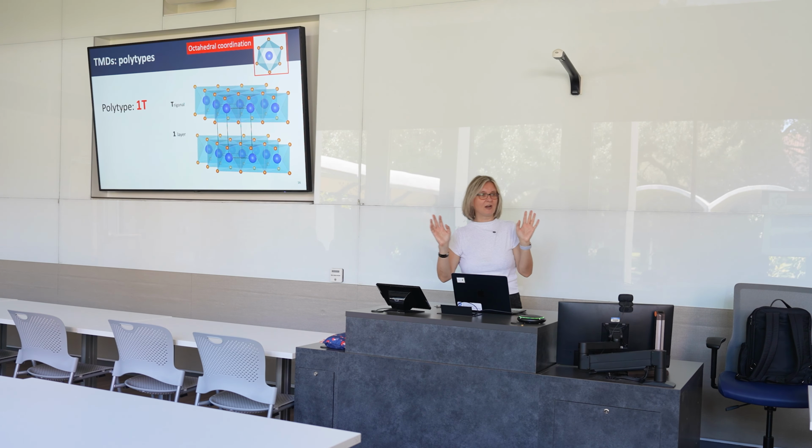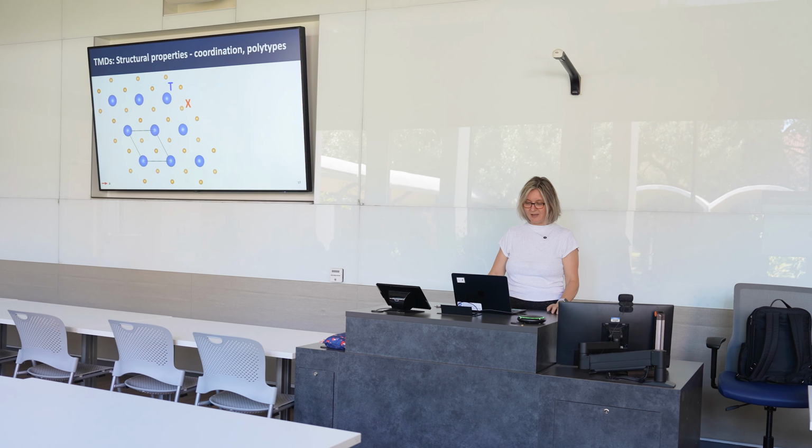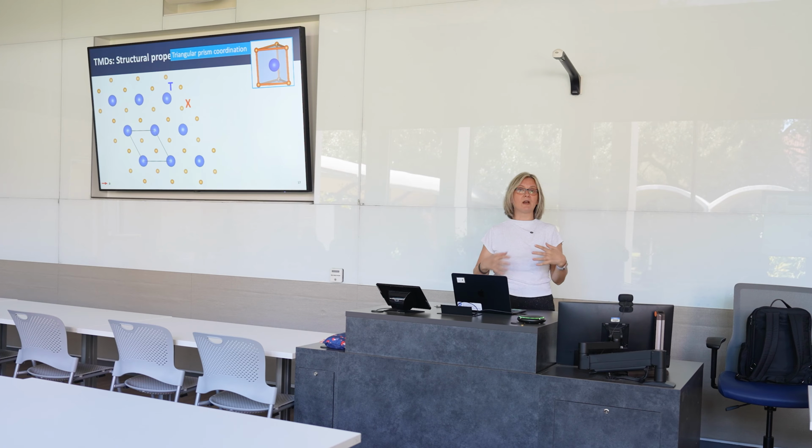There's a lot of them, right? 4H, 6R. And well, the way they come about is because of this stacking and because of the coordination polyhedra that the chalcogens form around the transition metal. So here's another example where instead of the octahedron, you can have a prism, right? So now you have another possible transition metal dichalcogenide.